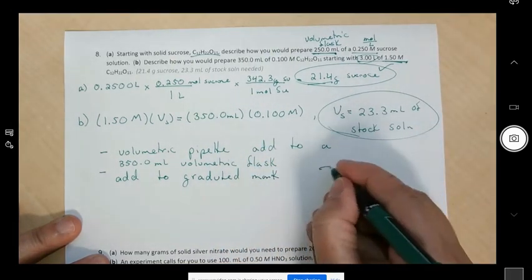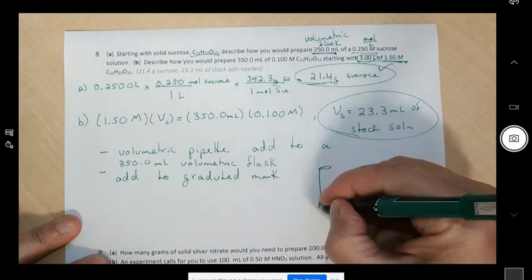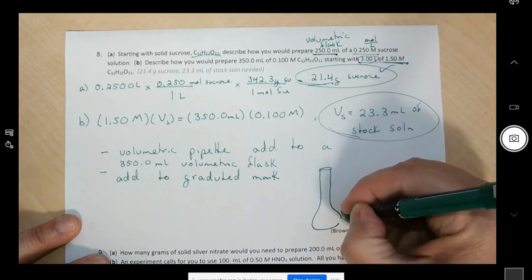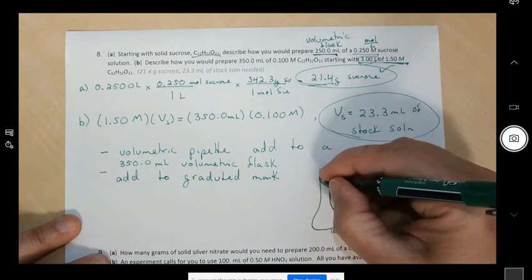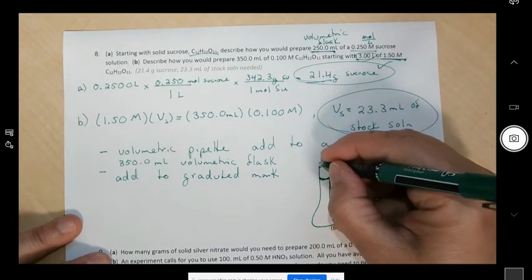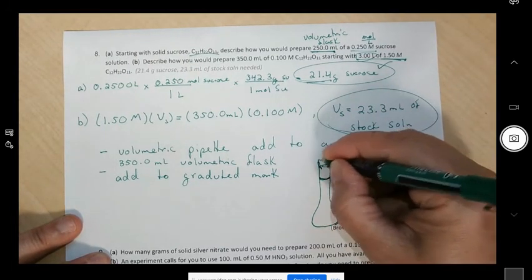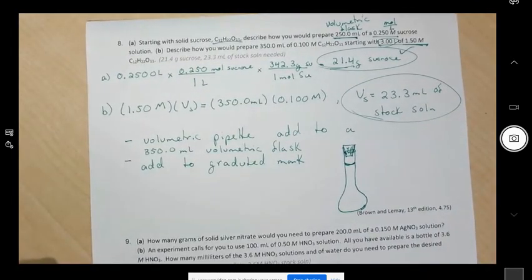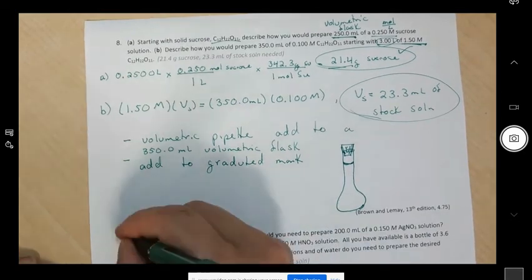So if here's my graduated cylinder, I'm going to draw really bad. Not too bad. There'll be 1 mark on it, and you're going to fill it right to that mark. You're going to put a stopper on it, and you're going to invert it several times to mix it. That's pretty much it. All right, question 9.